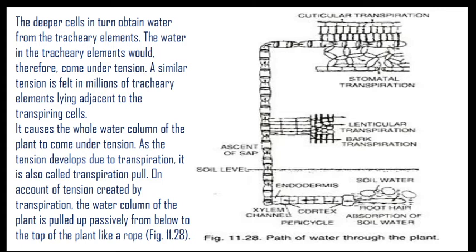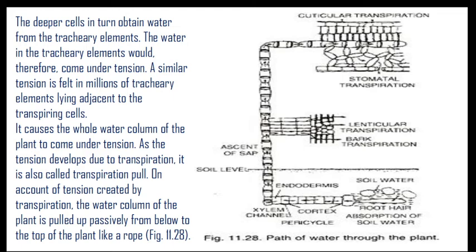Lastly, the deeper cells in turn obtain water from tracheary elements. The water in the tracheary elements will come under a tension, similar to the tension felt in millions of tracheary elements lying adjacent to the transpiring cells, so that can create a pull. It causes the whole water column of the plant to come under tension. As the tension develops due to transpiration, it is also called transpiration pull.